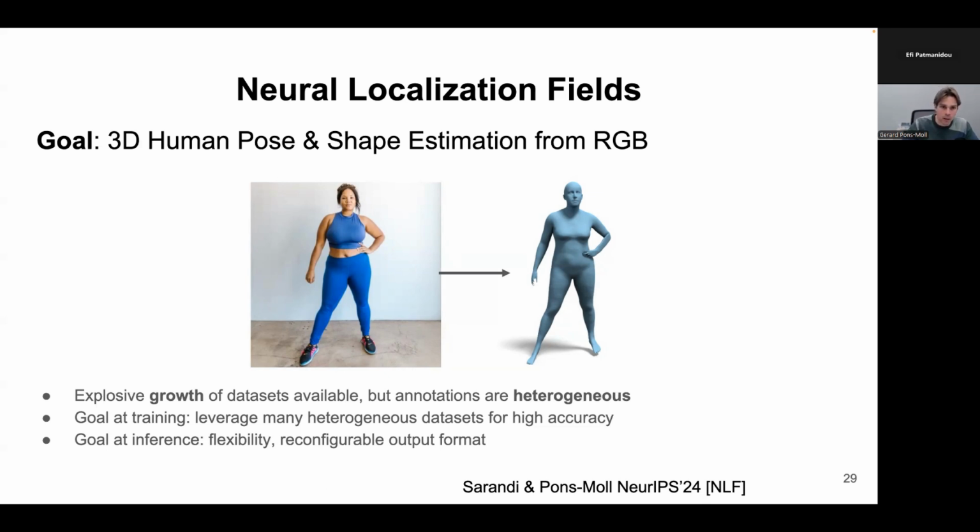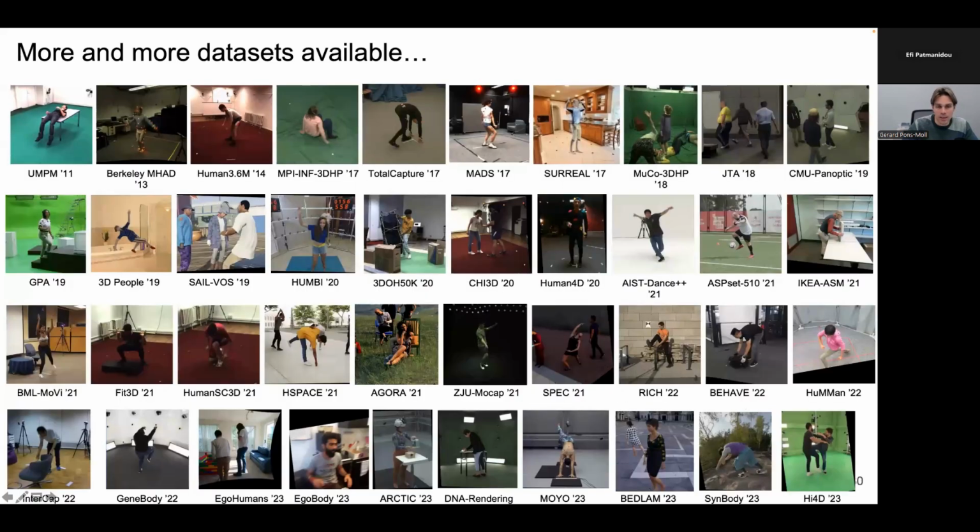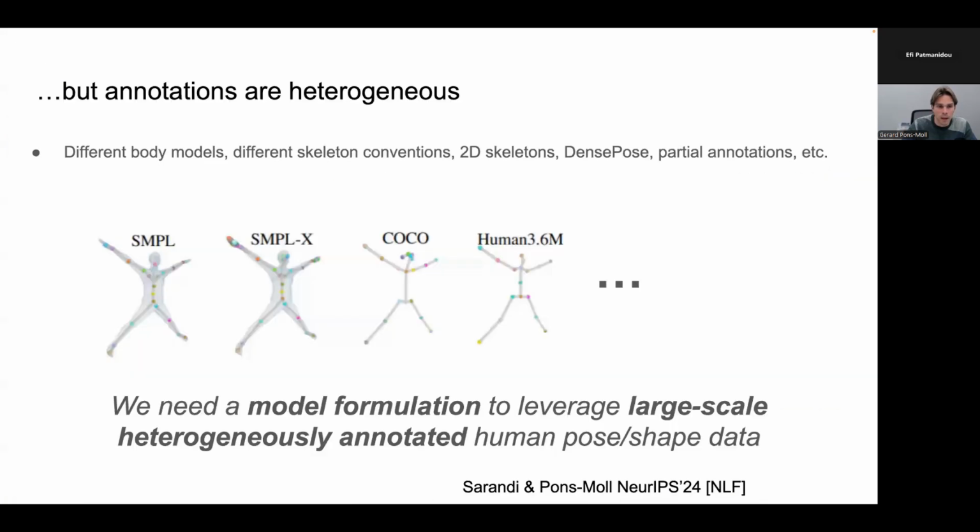So here's a snapshot of some data sets that are made available. And this is just a few of them. There's probably more. And in this work, we basically leverage all of them. Every data set that we could find, we basically fit into our model. And this is easier said than done, right? Because different data sets have different formats, and it's not so obvious how to leverage all these data and all these annotations.